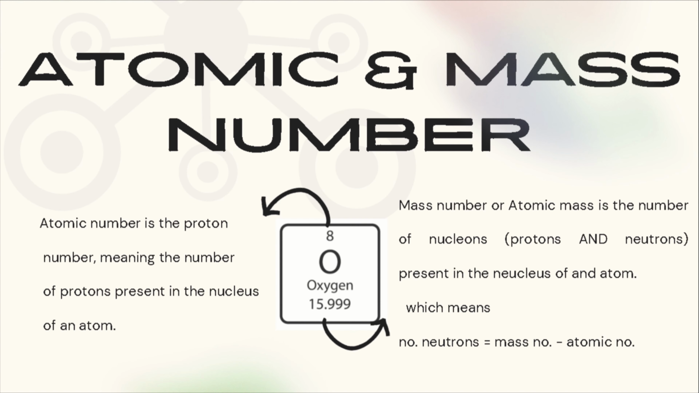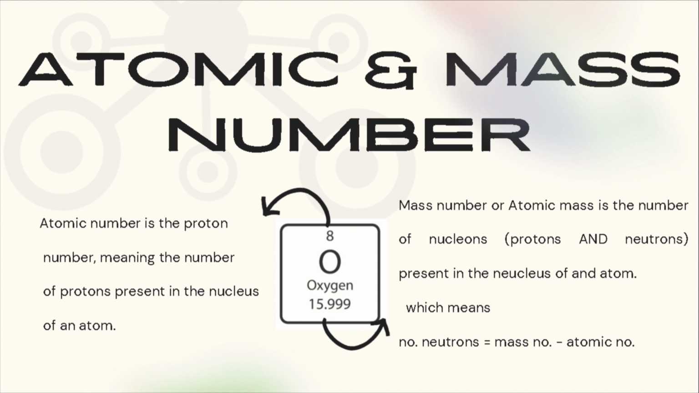Atomic mass and atomic number. Atomic number is the proton number. This is what defines an atom. Proton number means the number of protons present in the nucleus of an atom. Atomic mass or mass number. Mass number is the amount of nucleons, that means protons and neutrons present in the nucleus. Number of neutrons is equal to mass number subtract atomic number.